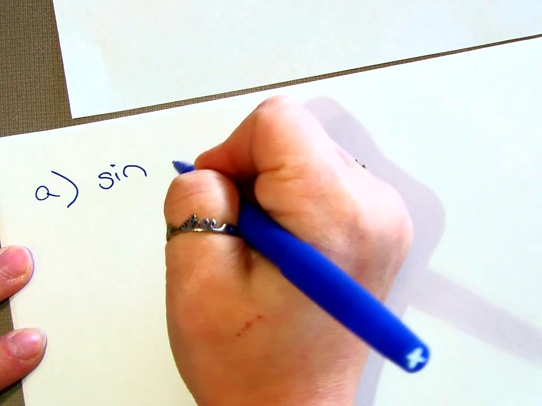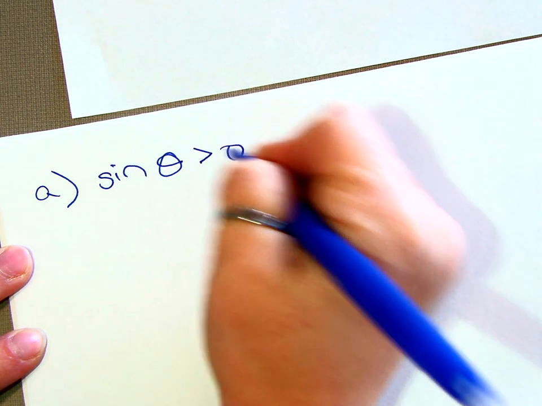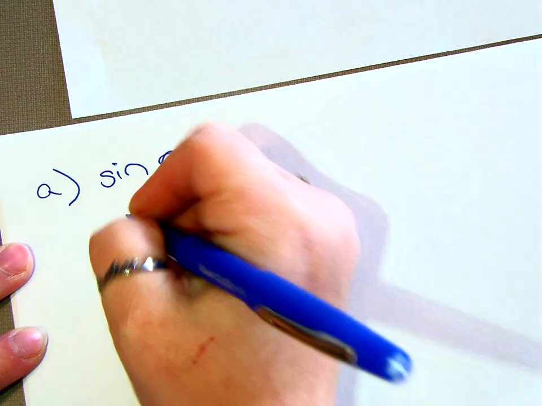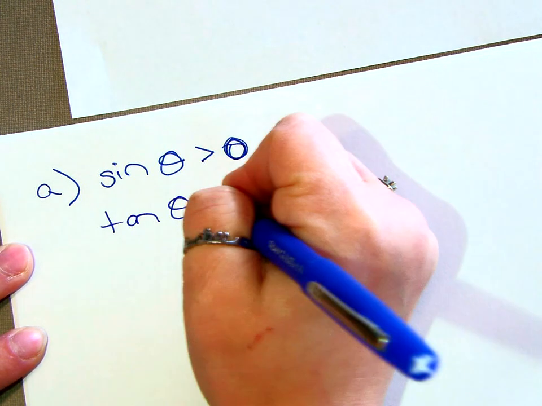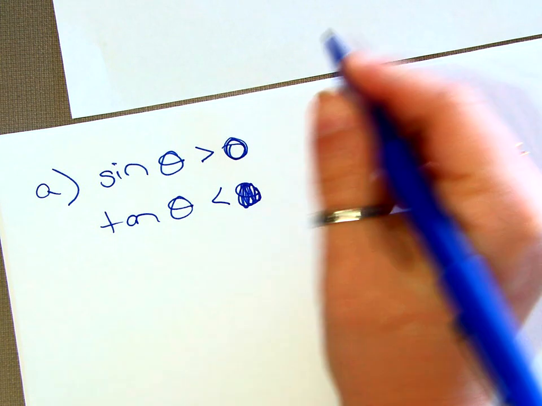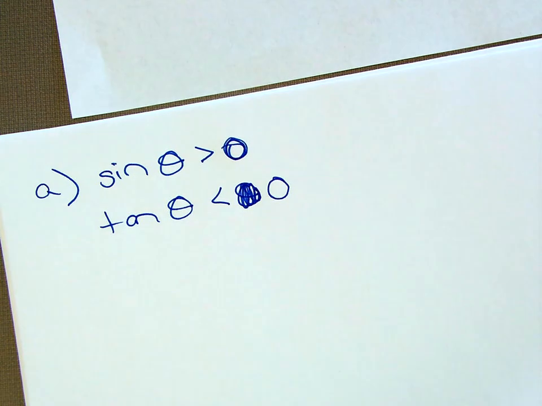We have sine of theta is greater than 0, and we have tangent of theta is less than 0. I write theta now, and so I can't write zeros. Sine of theta is greater than 0. Tangent of theta is less than 0. So both of these things have to happen.